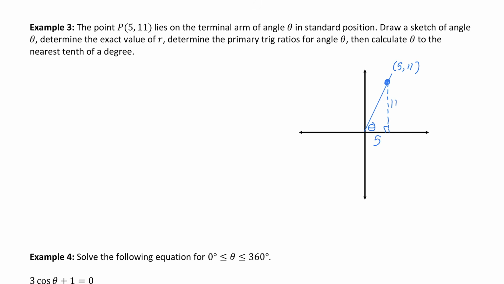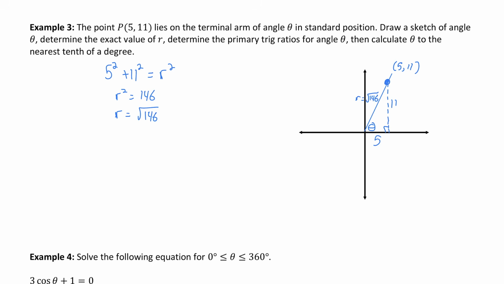The question wants me to determine the exact value of the radius. So if we imagine that there's a circle that the terminal arm's rotating around, this side length right here is the radius. I can solve for that side length. I'll call it r. I can solve for r by doing Pythagorean theorem. Pythagorean theorem tells me that the sum of the squares of the shorter two sides of the right triangle equals the square of the longer side. That would mean that 5 squared plus 11 squared is equal to r squared. That would mean that r squared is equal to 146, so r would be the square root of that. So in my diagram, I'll indicate that r equals root 146.